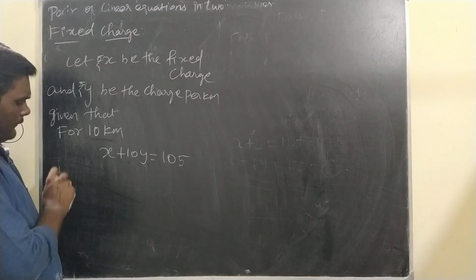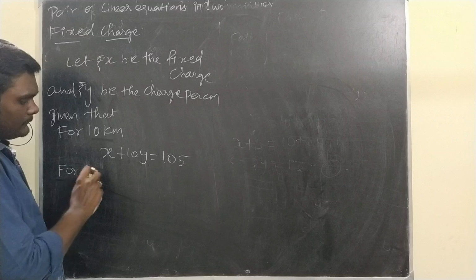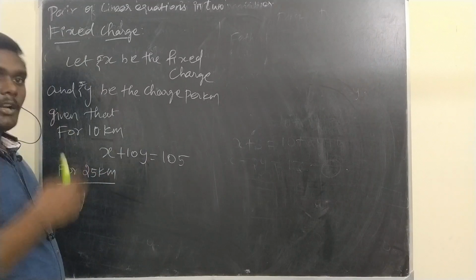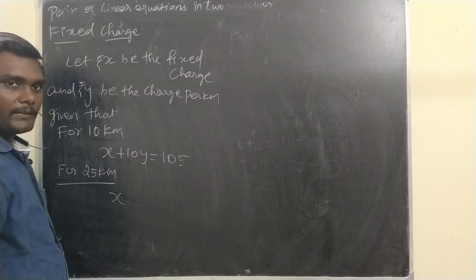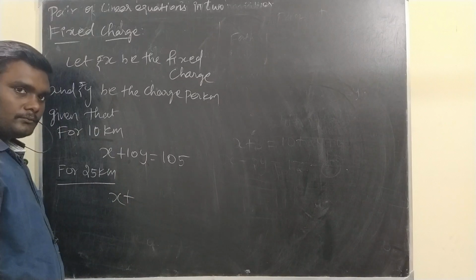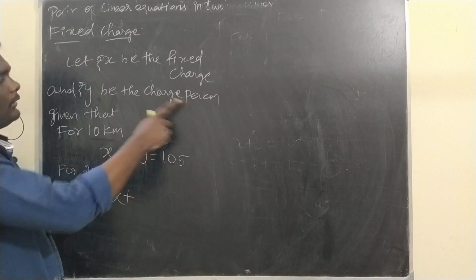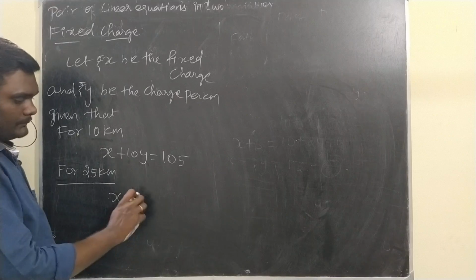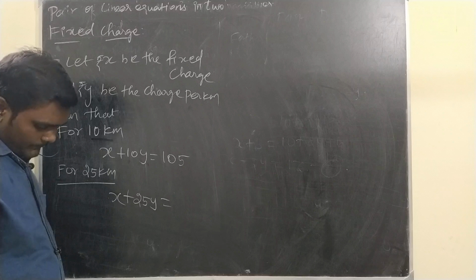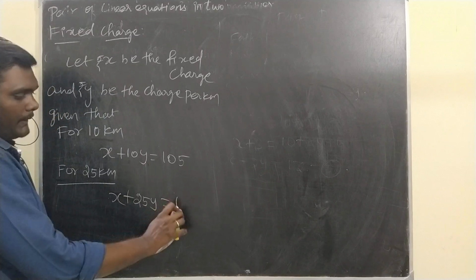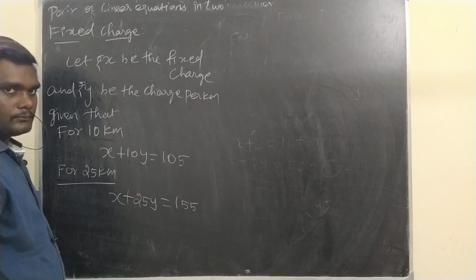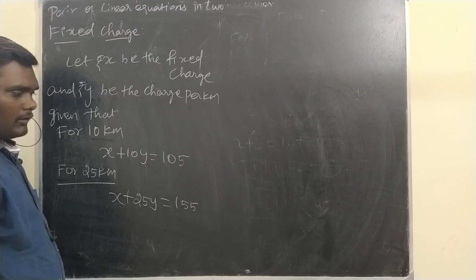Okay. And for 25 kilometers. You get on to the taxi, you have to pay X rupees plus how much distance you traveled? Per kilometer Y rupees, 25 kilometers, 25 times Y rupees equals 155. Okay. That is all. Now solve 1 and 2.